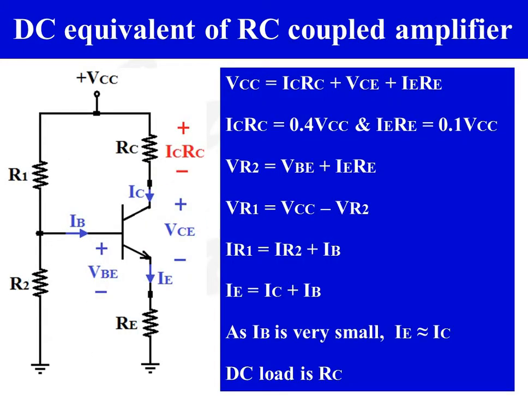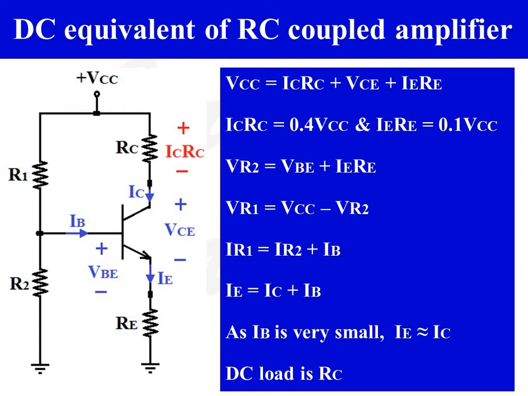So this is the DC equivalent of RC coupled amplifier. Applying KVL to the output loop, we will get VCC is equal to ICRC plus VCE plus IERE. ICRC is equal to 40% of VCC and IERE is equal to 10% of VCC. VR2 is equal to VBE plus IERE and VR1 is equal to VCC minus VR2.